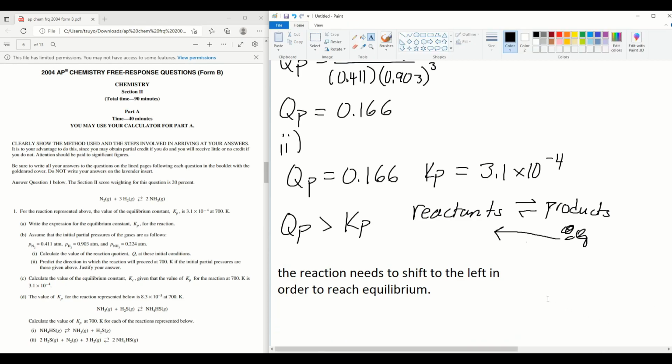So yeah, we know this because QP is greater than KP, so there's a greater amount of products and it needs to go back to its reactant form, because at equilibrium the reaction is always occurring and can go back and forth. So that's the answer to question B. QP is equal to 0.166 and the reaction needs to shift to the left in order to reach equilibrium.